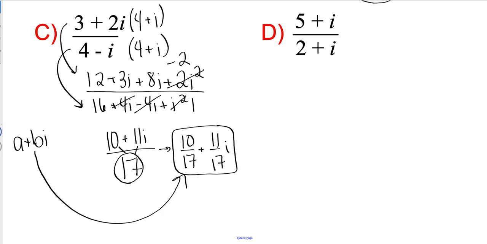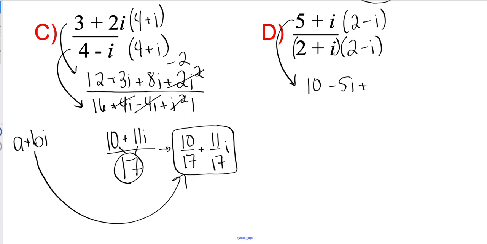All right, so next one. Think about this. Where do I need to look for a conjugate? So this is where I need to look. The conjugate is 2 minus i. And I have to do that in top and bottom. Okay? And we'll do the same thing that we did on the last one. So FOIL the top, FOIL the bottom, come back and simplify later. So 10 minus 5i plus 2i minus i squared.